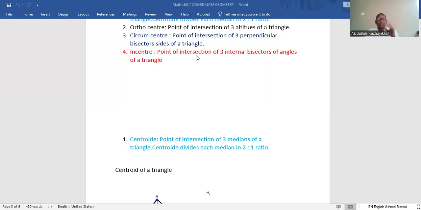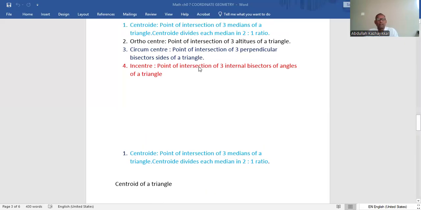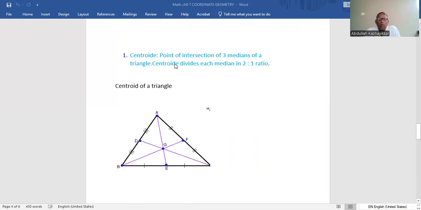Other thing: perpendicular bisector, circumcenter. Again: centroid, median; orthocenter, altitude; circumcenter, perpendicular bisector; incenter, angles. Angles inside, incenter, remember. The last is circumcenter, like that. Okay. Now, it is the role of you, please.